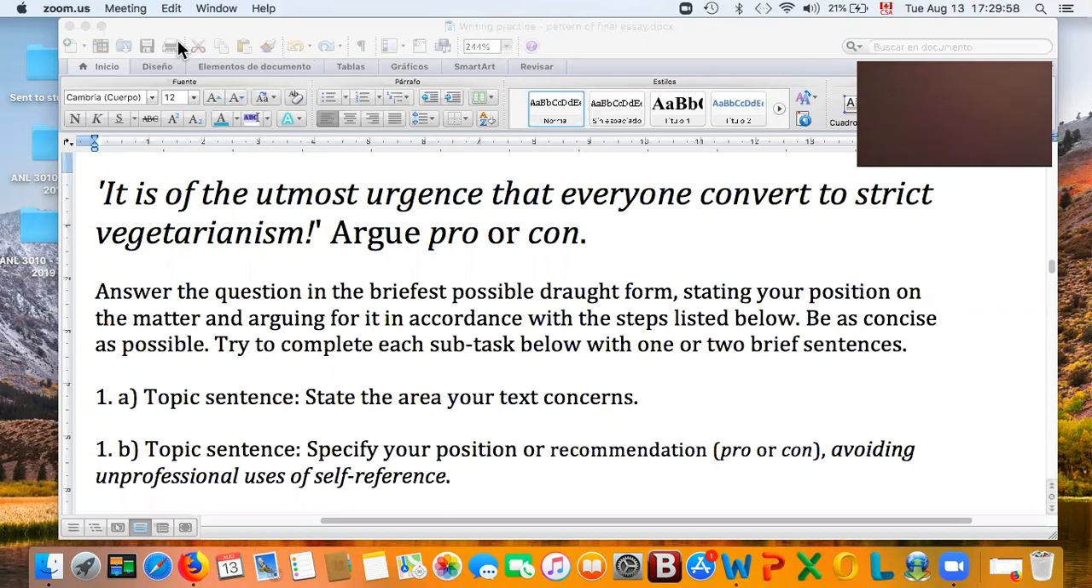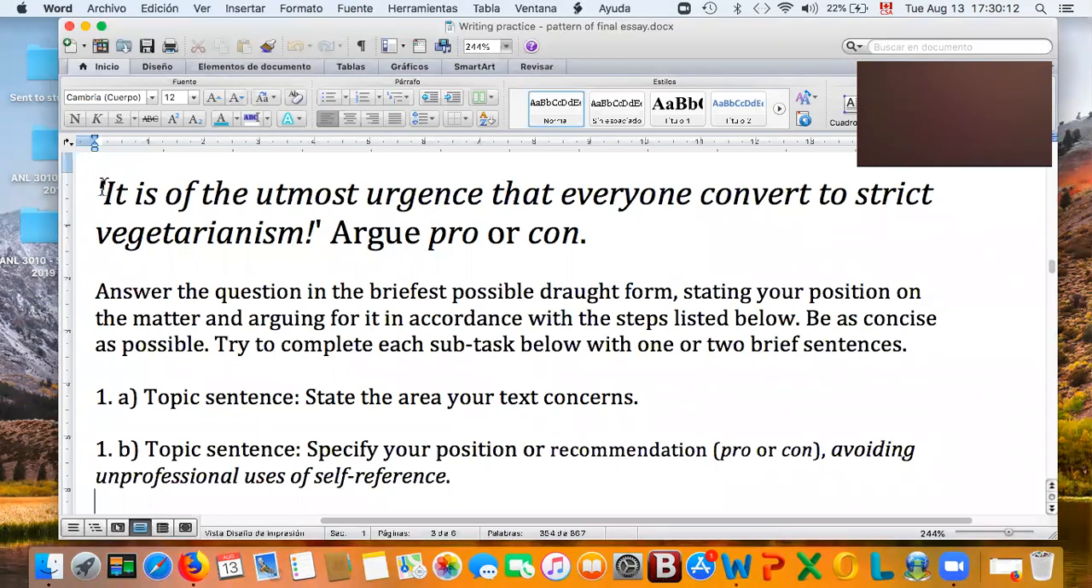Hello again. Today we will demonstrate the process. We'll give an example of the essay writing process, taking this question here as the point of departure. It gives rise to a debate, which can be argued pro or con.